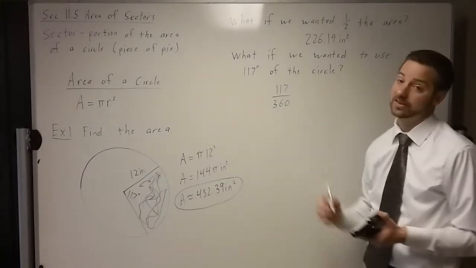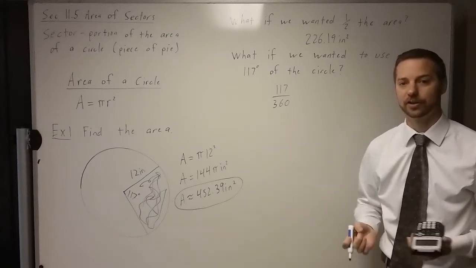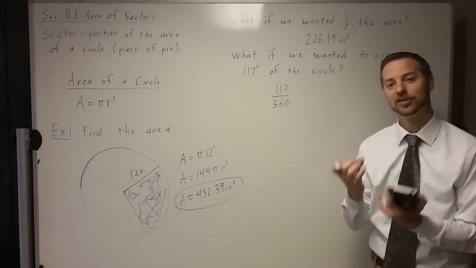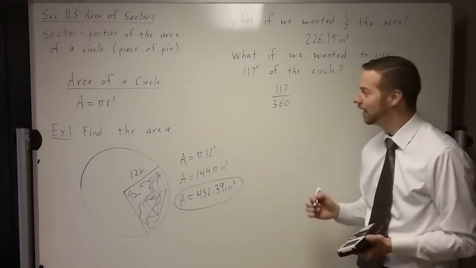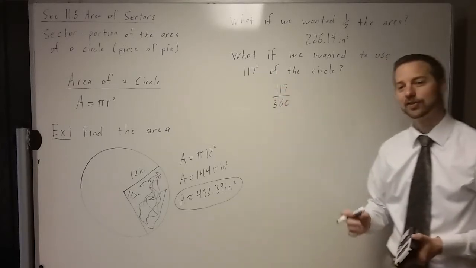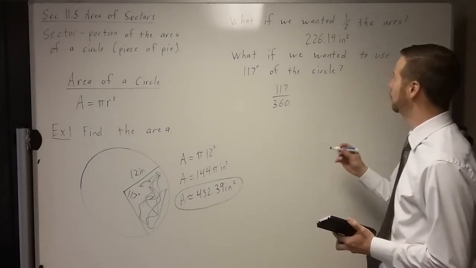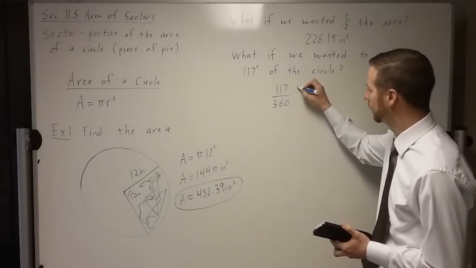So still the exact same problem, just an uglier fraction. Sorry, I didn't want to offend you, fraction, and call you ugly, but not as simple numbers. You're still beautiful. So 117 over 360, we want to take that fraction of the area.